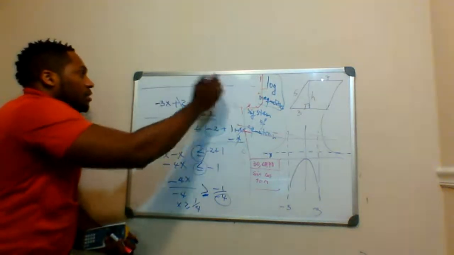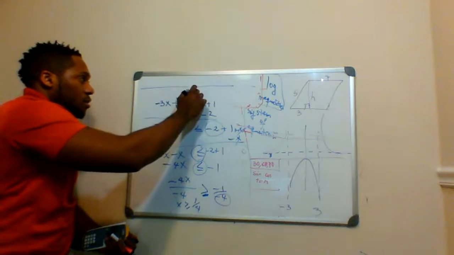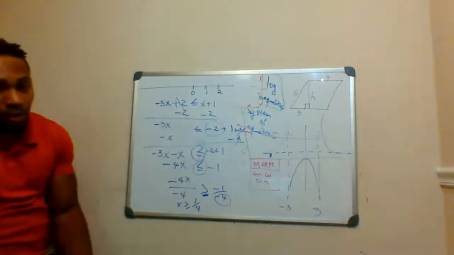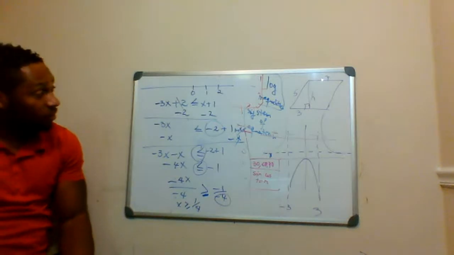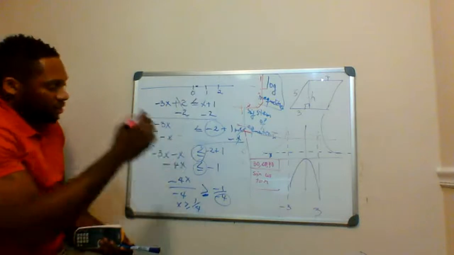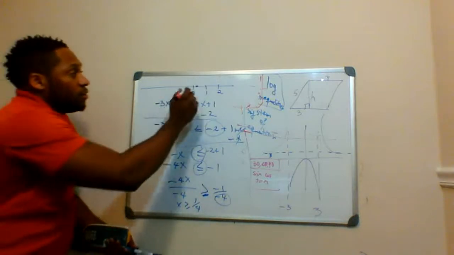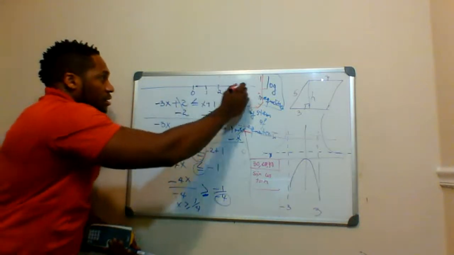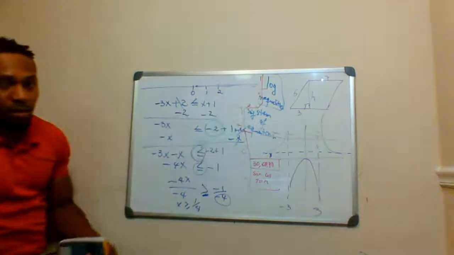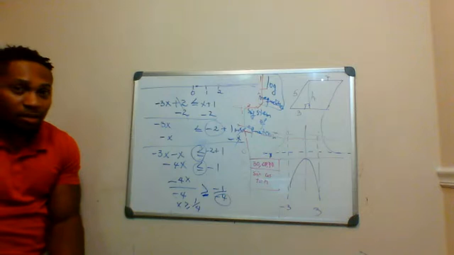So what you do here is, let's say you have 0, 1, 2. 1 over 4 is 0.25, which is somewhere here. It says greater than or equal to 1 over 4, so that means everything to the right, greater than or equal to it. Now, do we have a closed or open circle?